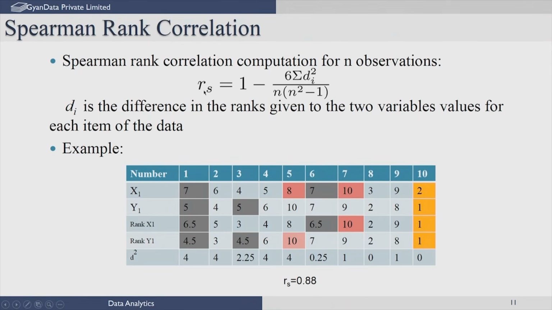It turns out that this coefficient also will lie between -1 and +1, with -1 indicating a negative association and +1 indicating a positive association between the variables, and in this particular case the Spearman rank correlation turns out to be 0.88.